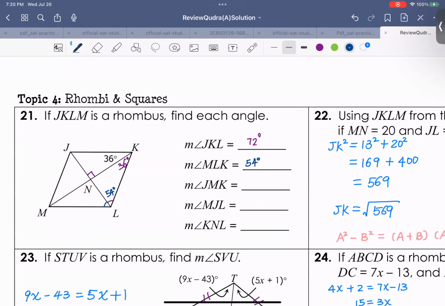If this is 54, how much is this? JM, also 54, right? And then this together. This one will be how much? 108. Did you see 108 just now? 108. And then here, JMK is here. How much is this angle? Here, 54. Why do you think 36? 36, thank you.